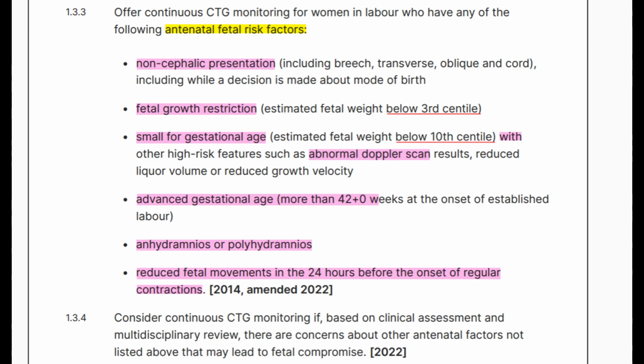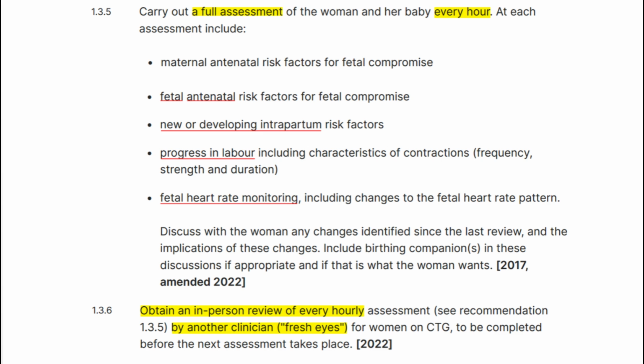Consider continuous CTG monitoring if, based on clinical assessment and multidisciplinary review, there are concerns about other antenatal factors not listed above that may lead to fetal compromise. Ongoing risk assessment. Carry out a full assessment of the woman and her baby every hour.